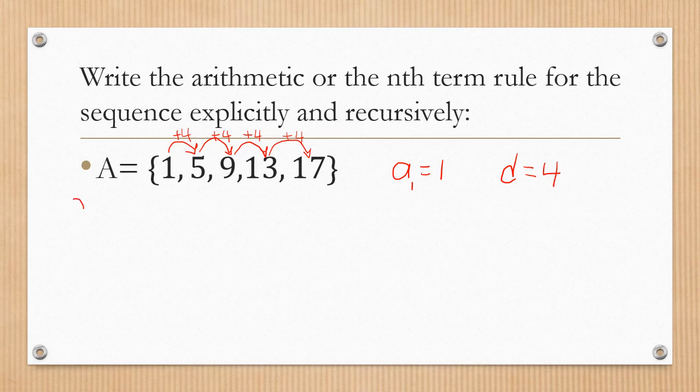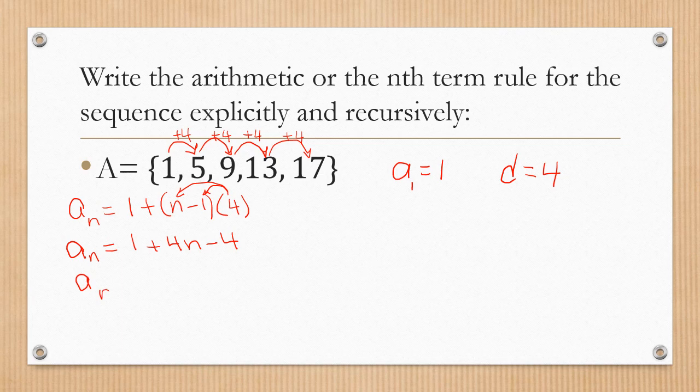Now, to write the explicit rule, I know that a sub n equals the first term, which is 1, plus n minus 1 times the common difference. So that's the explicit form of the sequence, but I can simplify it if I distribute. So I have a sub n equals 1 plus 4n minus 4. Then I have like terms that I can combine together. I'm going to end up with 4n minus 3. Now that's the explicit form.